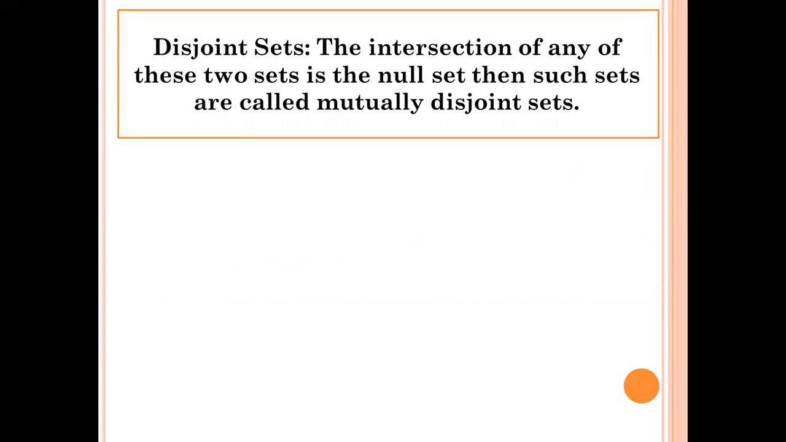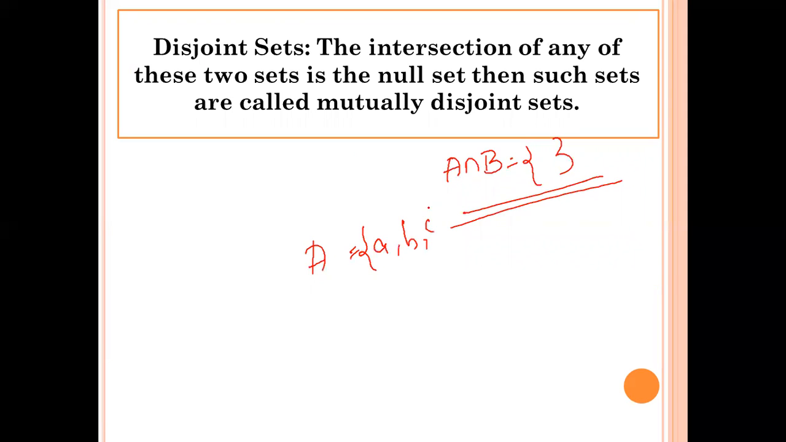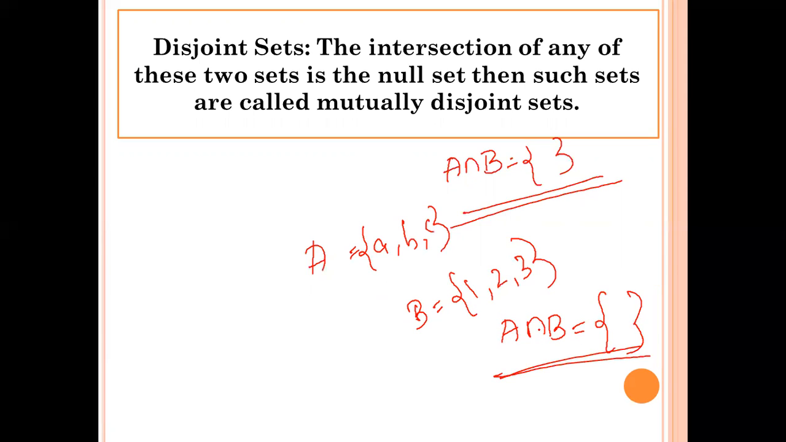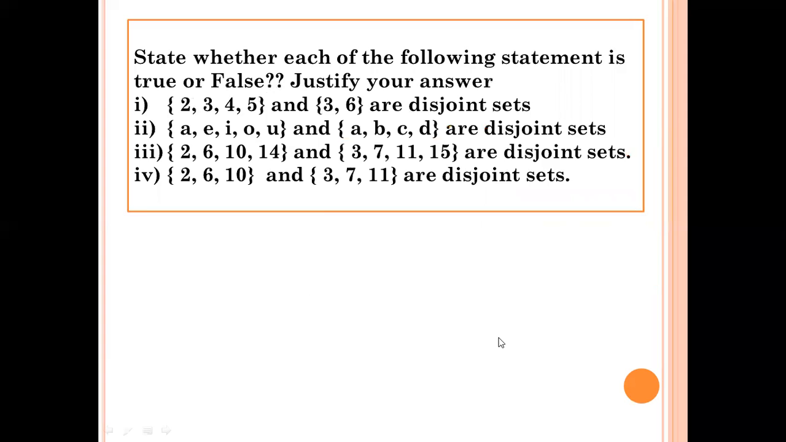Then we had discussed disjoint sets. What do you mean by disjoint sets? If you have two sets A and B, they are called disjoint if, when you do the intersection, you get the null set. For example, A = {a, b, c} and B = {1, 2, 3}. Can you find any common elements between A and B? No. So A intersection B is a null set. When you do the intersection of two sets and get a null set, then those two sets are called disjoint sets. So these were the things we discussed in our last class.